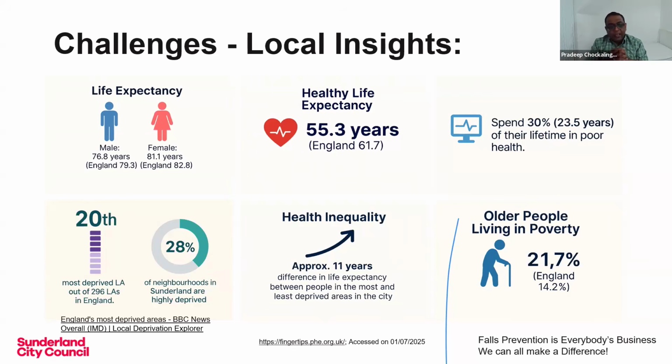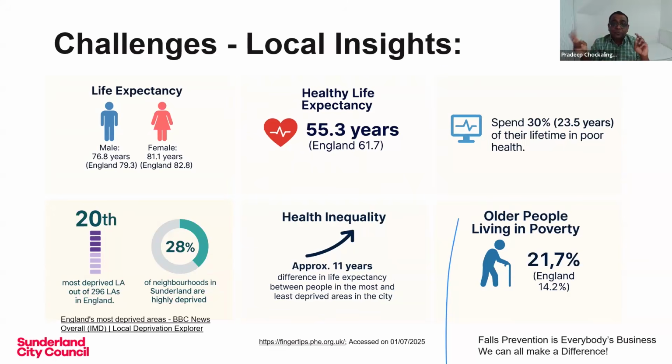Then the IMD result about wealth inequality. It says that in England, it is the 20th most deprived area, and 28% of neighborhoods are highly deprived. That means 22% of the population above 65 lives in poverty. That leads to a very huge health and wealth inequality.